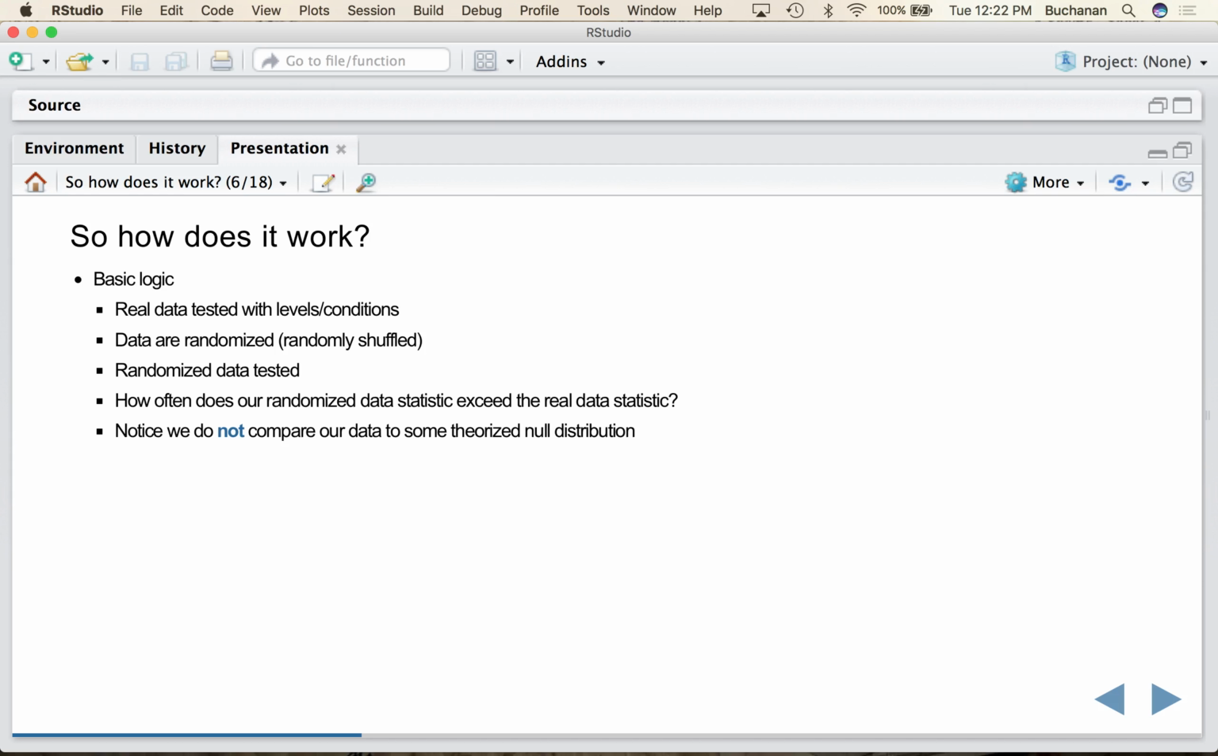Now, notice what we're not doing. And this to me is the real crux of the difference: we're not comparing our data to some theorized null distribution. If I'm running ANOVA, I test my real data, this first one, and then I just skip all the rest of this, because we've already shown all these different tests on what we would assume the cutoff F score would be if the data weren't different.